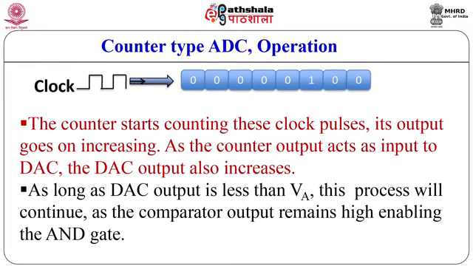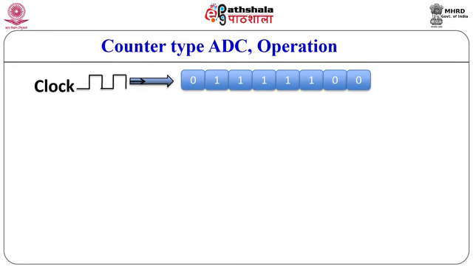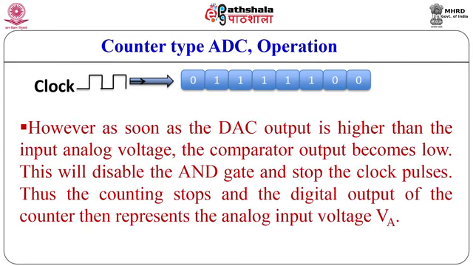The comparator output remains high, enabling the AND gate. As soon as the DAC output is higher than the input analog voltage, the comparator output becomes low. This will disable the AND gate and stop the clock pulses. Thus, the counting stops and the digital output of the counter then represents the analog input voltage VA.